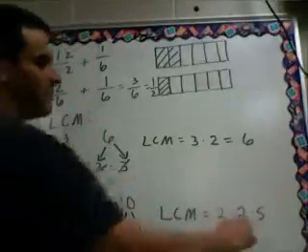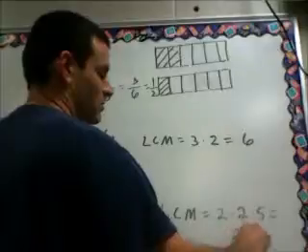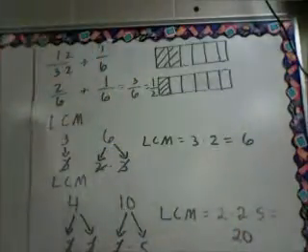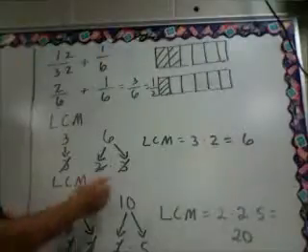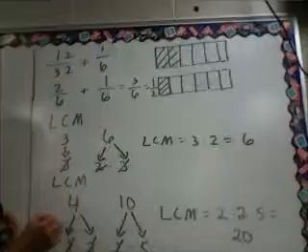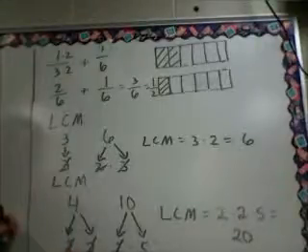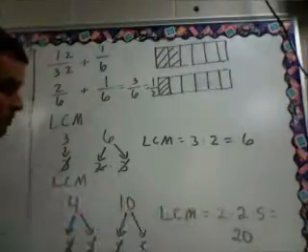2 times 2 times 5, that multiplies to give you 20. So to find the LCM, you have to do the prime factorization, and the LCM must consist of every prime factor you see, but if a prime factor shows up more than once in the same number, then it's going to have to be listed more than once in the LCM.